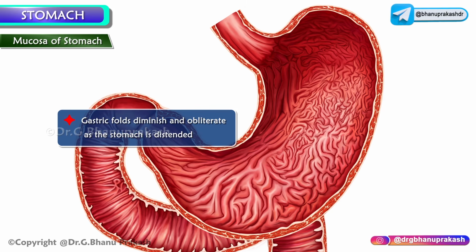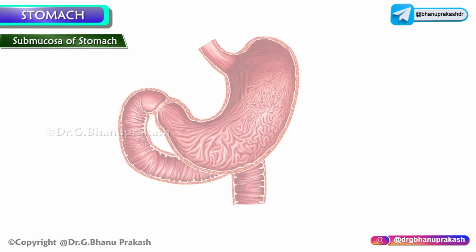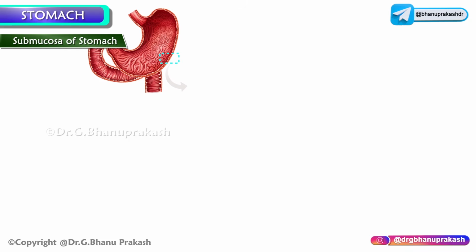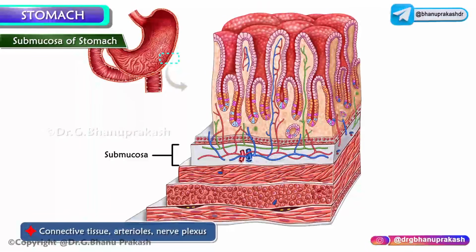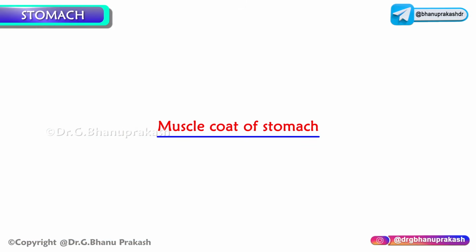So after the mucosa, the next layer is called the submucosa of the stomach. The submucosa is mainly made up of connective tissues. It contains arterioles and nerve plexus, and the mucous layer does not. And next one is the muscle coats of the stomach.